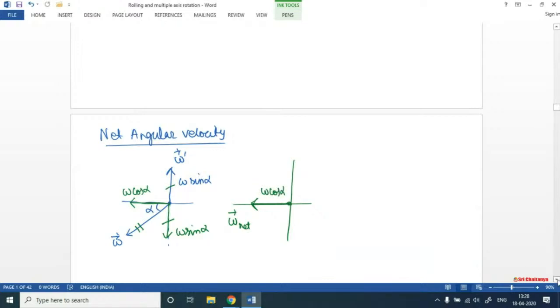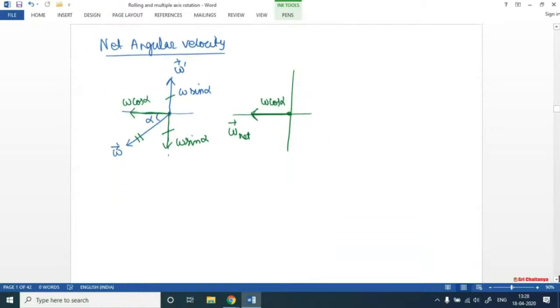In order to find the angular acceleration, you see, angular acceleration here would be d omega net by dt. This is omega net, and its magnitude, omega cos alpha, is not changing, but this vector is rotating with angular velocity omega dash about the y axis. So this is the direction of omega dash.